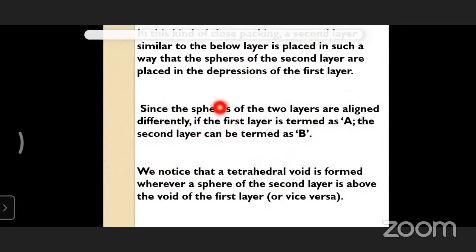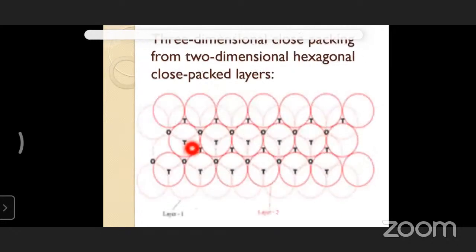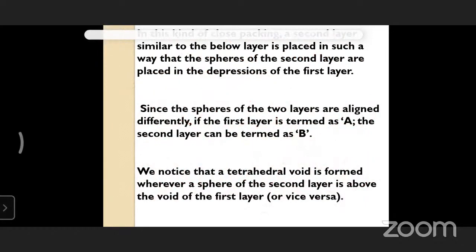Yes. Since the spheres of the two layers are aligned differently, the second layer can be termed as B. We notice that tetrahedral voids are formed where a sphere of the second layer is above the void of the first layer. So here we are going to get a tetrahedral void. Why are we calling it a tetrahedral void? What is the reason behind that? Once we see the diagram I am keeping here.